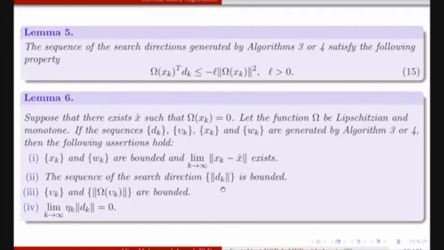So we have these results. The first result is lemma 5. We show that if x k is generated by algorithm 3 or 4, then we are sure that this property 5 will be satisfied, and this property 5 is very important in the convergence of our algorithm. Then next, we have lemma 6. If all these conditions stated here hold, then for the sequences d k, u k, x k, and w k generated by either algorithm 4 or algorithm 3, we are sure that these four conclusions hold. We have shown this, but I did not put the proof here.